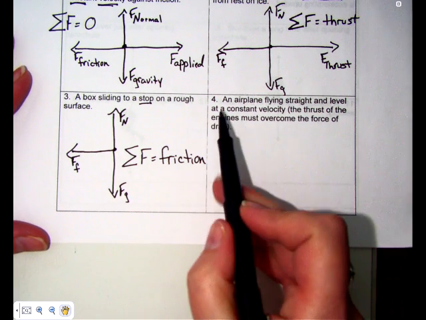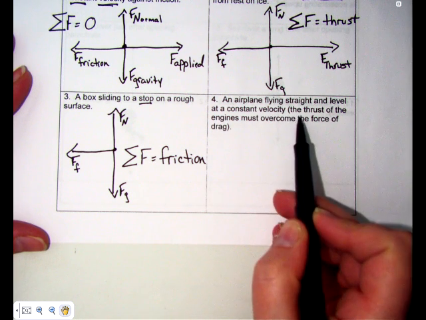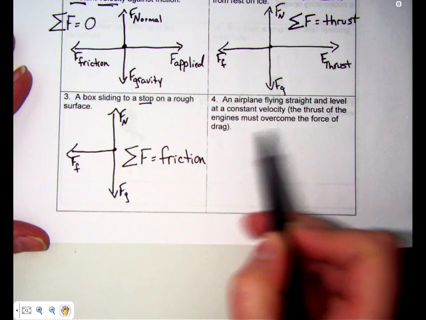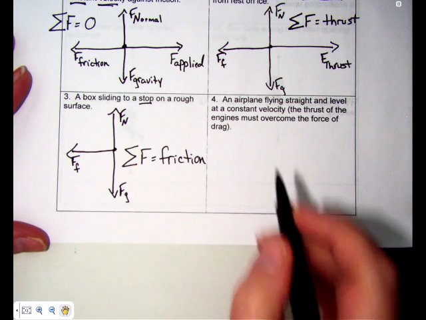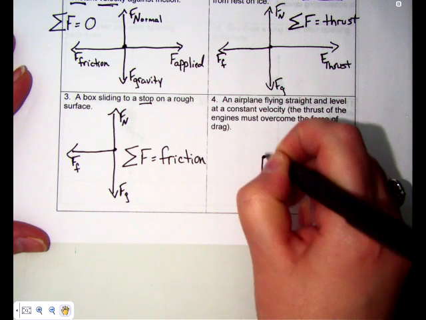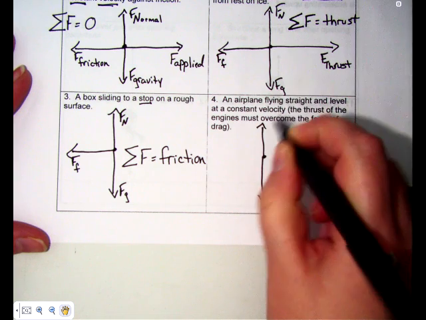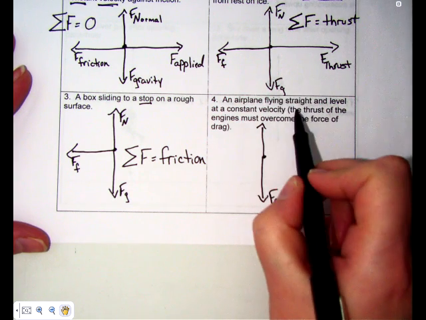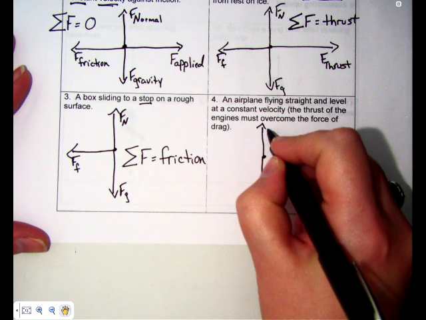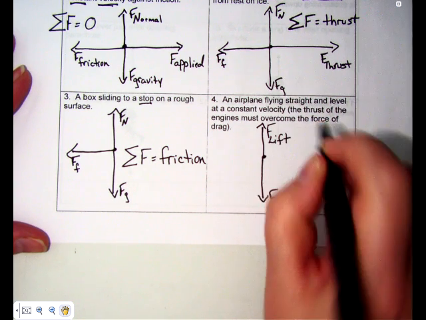Okay? Number 4, an airplane flying straight and level at a constant velocity, the thrust of the engines must overcome the force of drag. Okay? So, center point of our airplane, this gravity is always pulling on it. This time, an airplane up in the sky, what keeps it up in the sky is what we call lift.